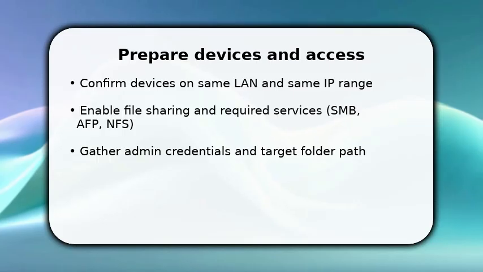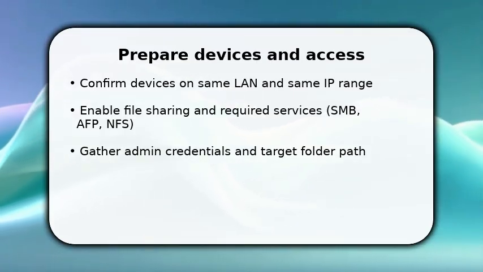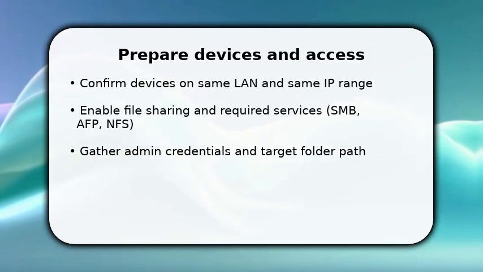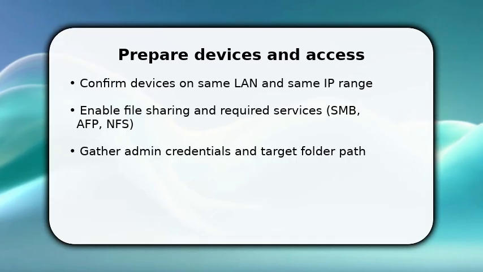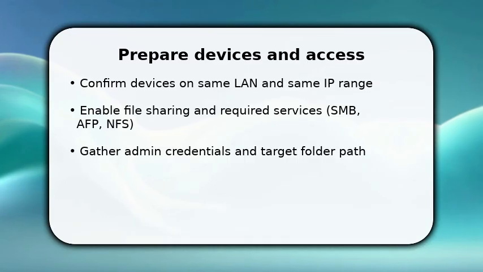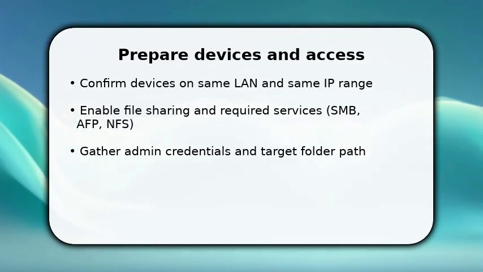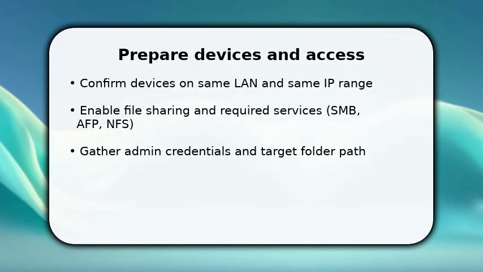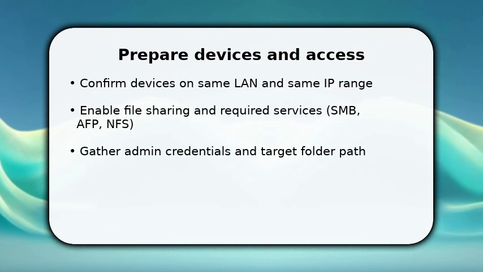You start by preparing both machines and a shared folder. Make sure each device is on the same local network and you know an administrator account. This makes permission changes quick. Enable the appropriate sharing service for your operating system, SMB for Windows and mixed networks, AFP or NFS for some Macs and Unix systems, so devices can see each other.